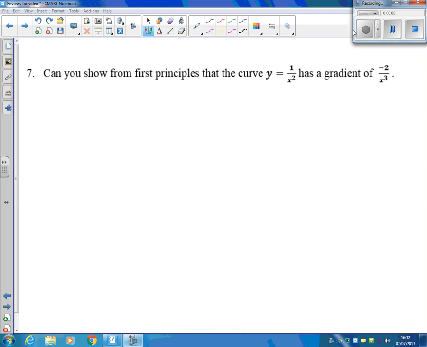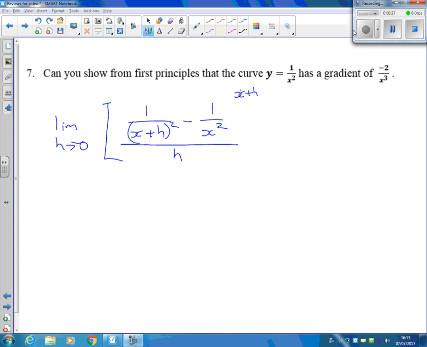Well, question 7 is a bit of a challenge because you've got this 1 over x squared here. So when we're going with our little bit extra, we're doing 1 over (x plus h) all squared minus the 1 over x all squared, and then we've got to divide that by the h, and it's the limit as h tends to 0 for all of that.